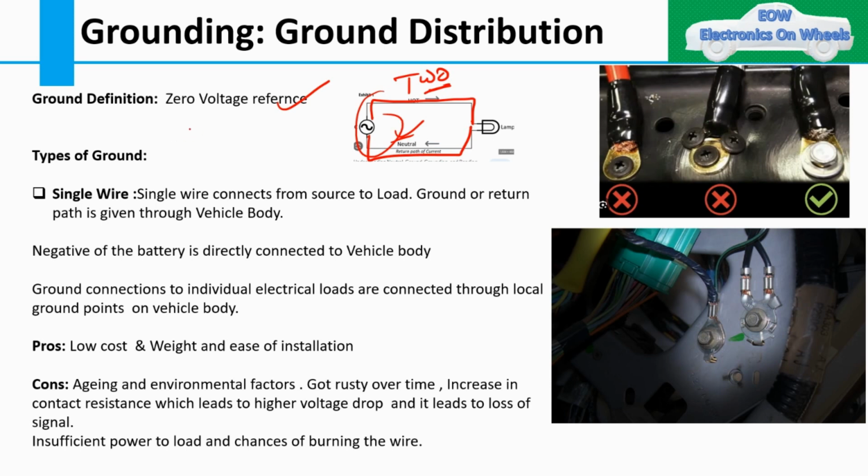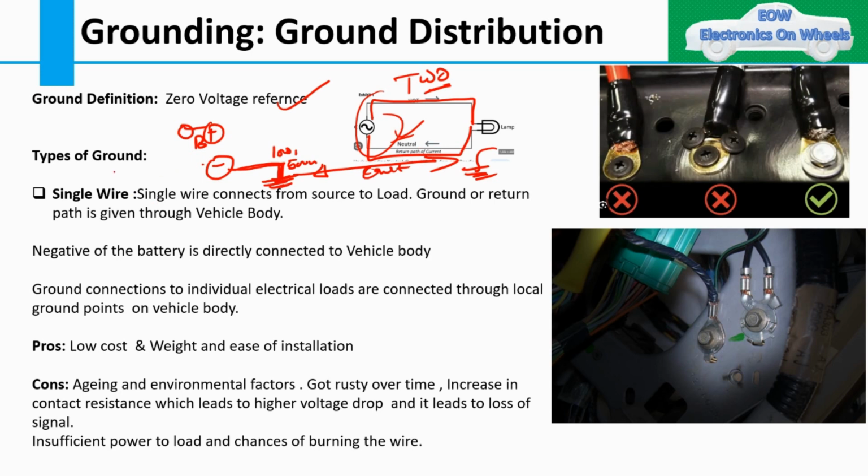Then what is the single wire concept? So in the single wire concept, this is your battery. This is your battery positive, and this is your battery negative post. Then from this battery negative post, you take one cable, say 100 mm or 500 mm wire, and you give this ground to the vehicle chassis or vehicle body. After that, all the loads are connected through local grounds to different locations on the vehicle body, and the return path is given through the metal of the car. Okay, the metal body of the car.